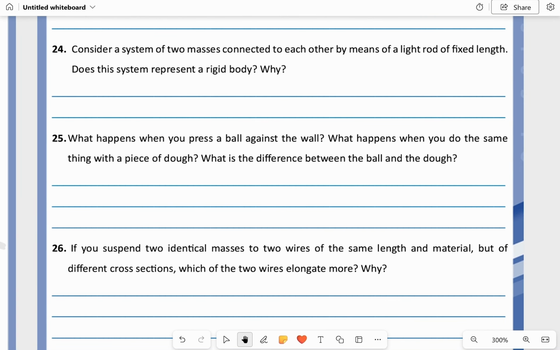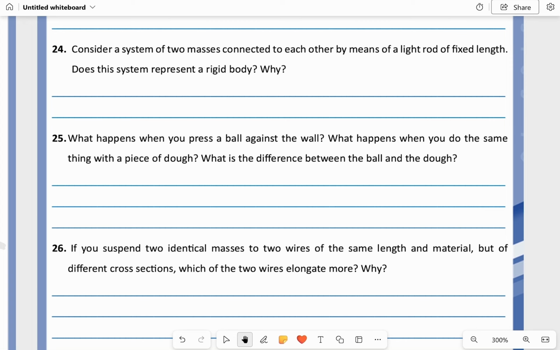Consider a system of two masses connected to each other by means of a light rod of fixed length. Does it represent a rigid body? Why? No, because a light rod, if you apply force on it, it's going to break or it's going to change its shape. And a rigid body is a body that preserves its shape when you apply a force on it.